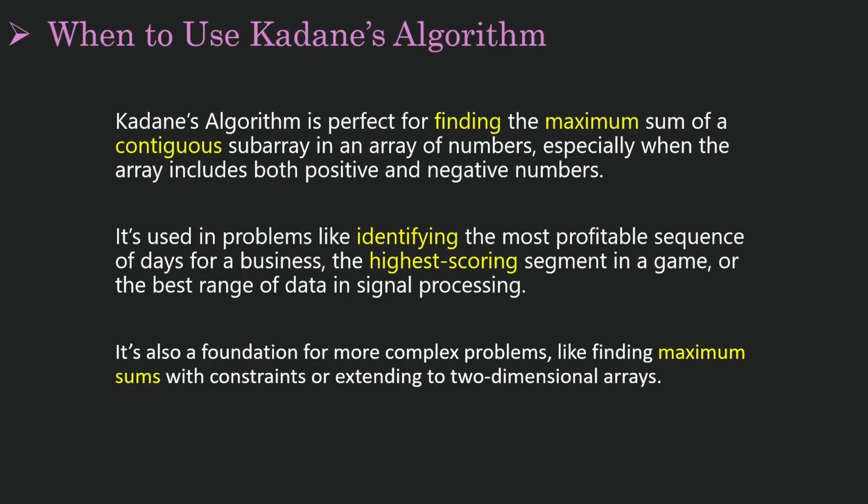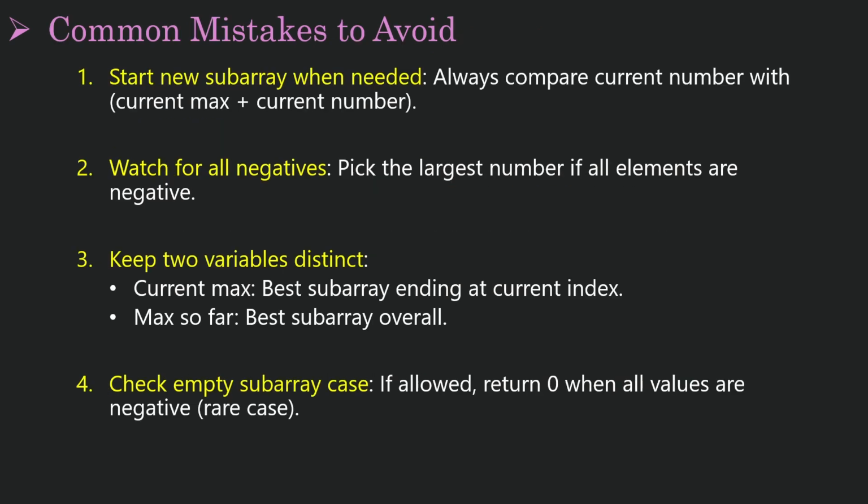When to use Kadane's algorithm? Kadane's algorithm is perfect for finding the maximum sum of a contiguous subarray in an array of numbers, especially when the array includes both positive and negative numbers. It's used in problems like identifying the most profitable sequence of days for a business, the highest scoring segment in a game, or the best range of data in signal processing. It's also a foundation for more complex problems, like finding maximum sums with constraints or extending to two-dimensional arrays. You'll encounter it in challenges where efficiency is key, and the subarray must be continuous, making Kadane's algorithm a go-to solution for optimizing performance.